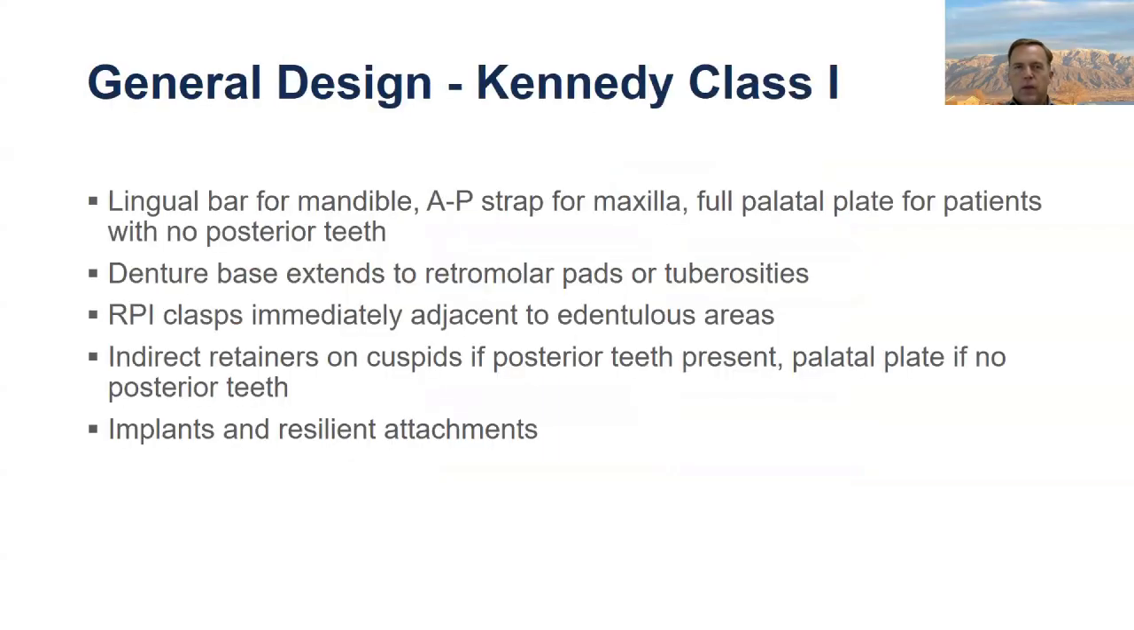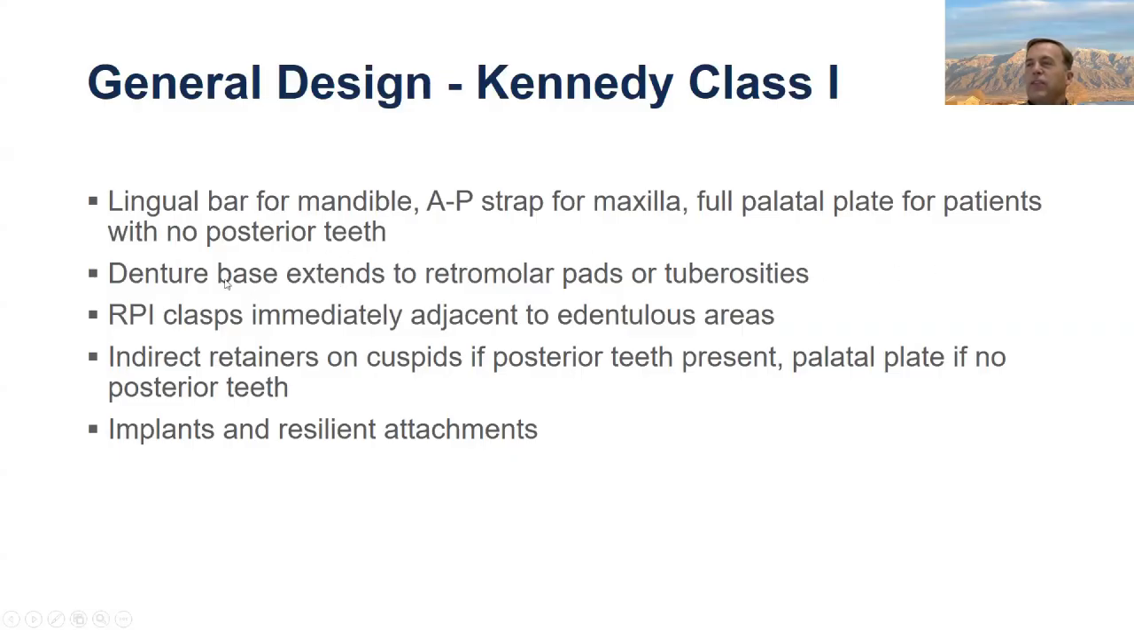So for Kennedy class 1, you'll see a lot of this is common from one to the other. We'll usually want to do a lingual bar for the mandible, a P-strap for the maxilla, again, staying 3 millimeters apical to the free gingival margin. And again, you've got to decide how much palatal coverage you need for patients with no posterior teeth, but just knowing that partial is going to have a lot of force on it.